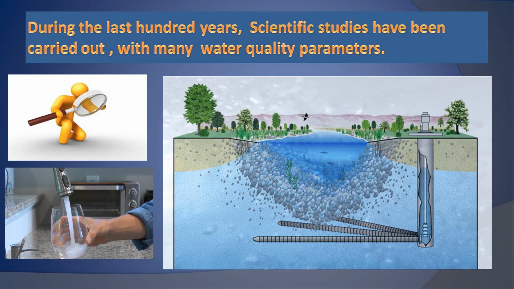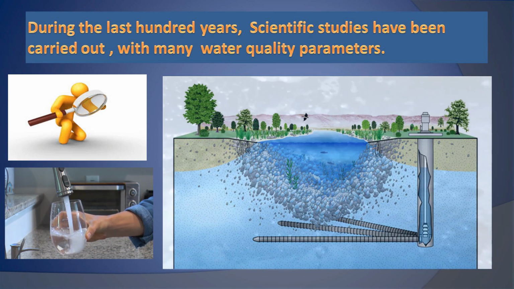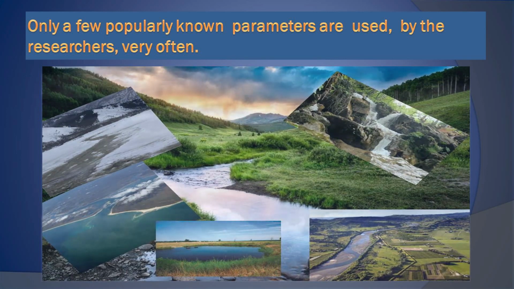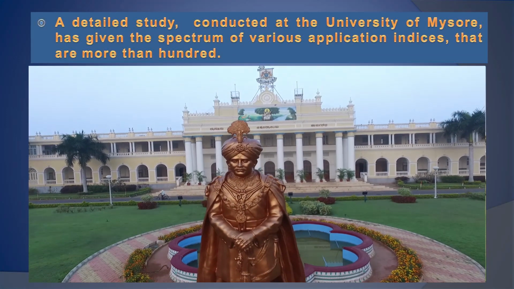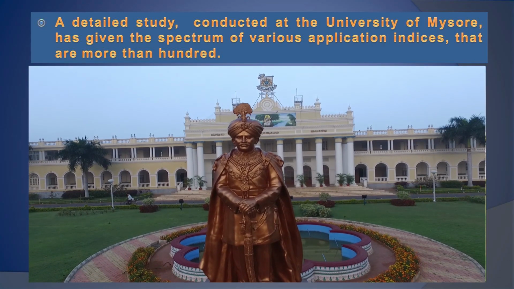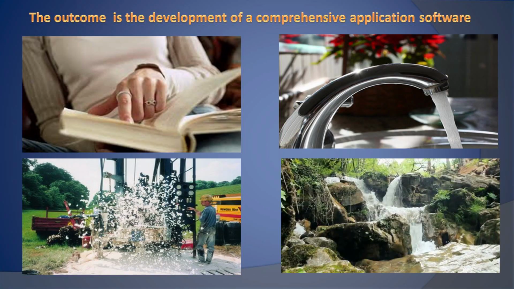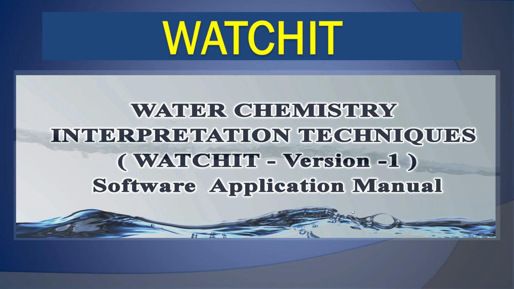During the last 100 years, scientific studies have been carried out with many water quality parameters. Only a few popularly known parameters are used by the researchers very often. A detailed study conducted at the University of Mysore has given the spectrum of various application indices that are more than 100. The outcome is the development of a comprehensive application software called WATCHIT, meaning Water Chemistry Interpretation Techniques.